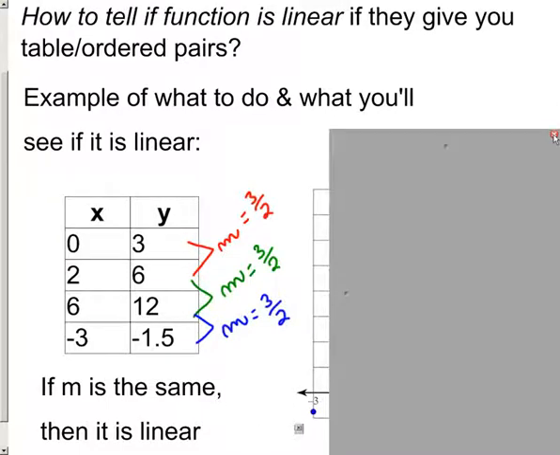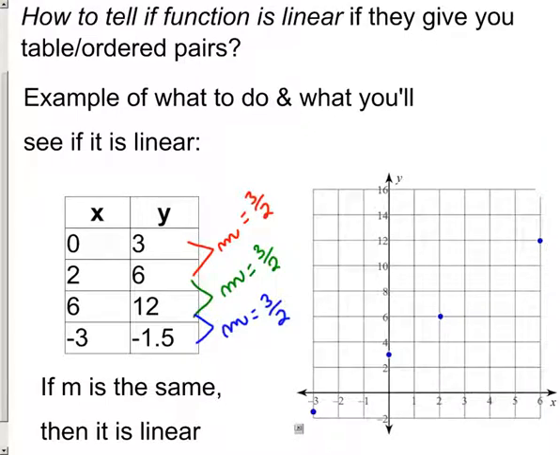If you wanted to see what it looked like graphed, which I certainly do not recommend, you basically graph these 4 points out and see if you can run a line all the way through them. Here's 6, 12, here's 2, 6, here's 0, 3, and here's negative 3, negative 1.5. They're all on the same line. So yes, this is definitely a linear function, but how can you do it without graphing?